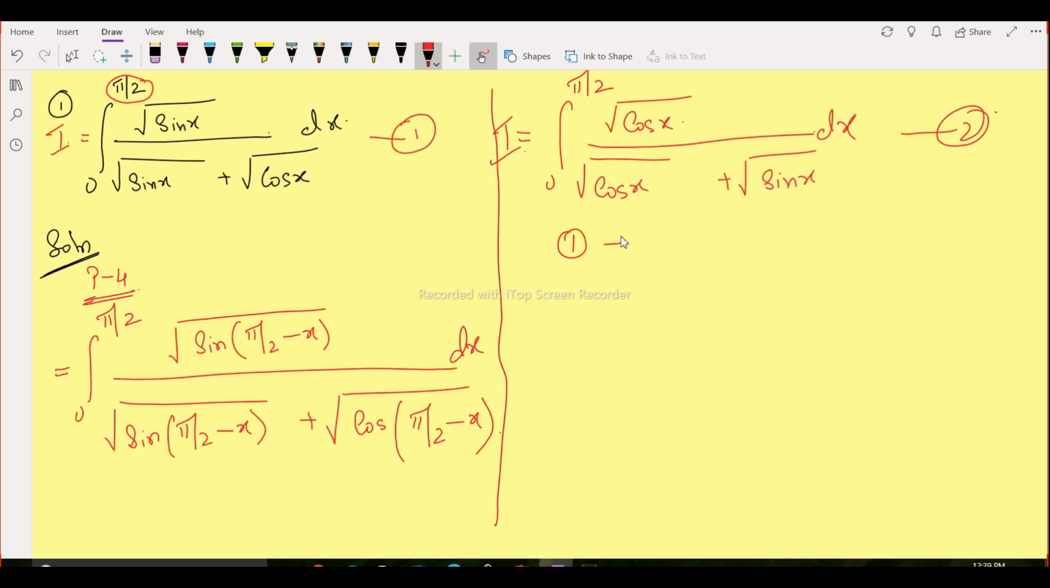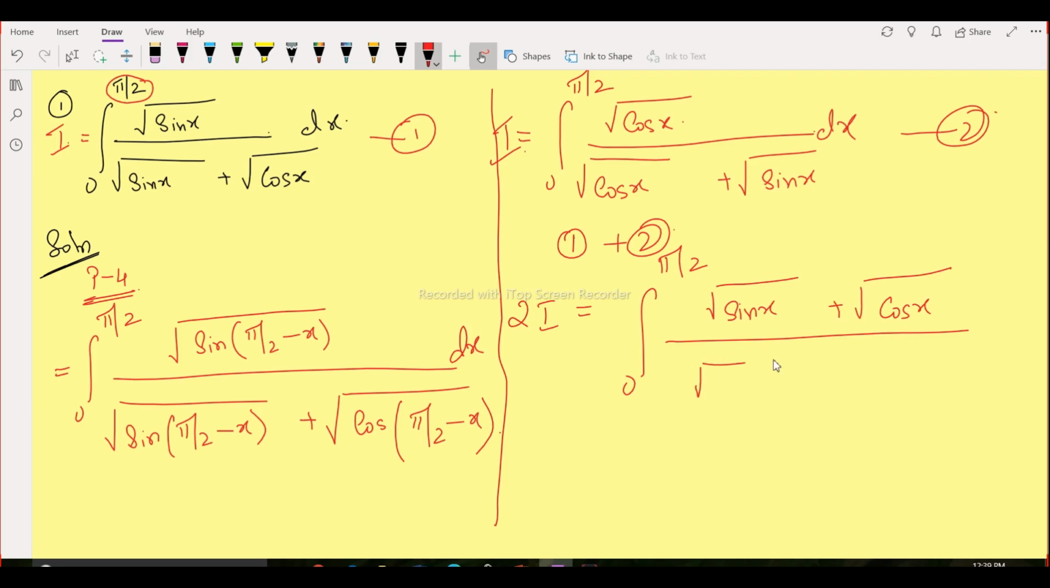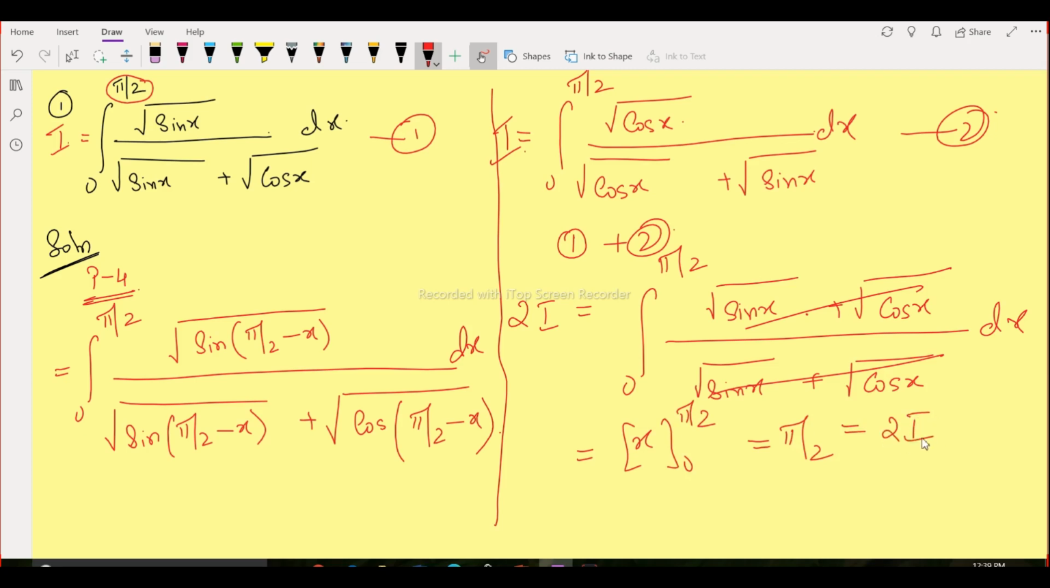So now this is, let's say, 2, and this is 1. You add 1 and 2, you get I plus I, which is 2I, and you get 0 to pi by 2, root of sine x plus root of cos x upon the common denominator, root of sine x plus root of cos x dx. And this gets cancelled, so you have integration of 1. Integration of 1 is x, so you get x from 0 to pi by 2, which is equal to pi by 2, but this is equal to 2I, so I will be equal to pi by 4.